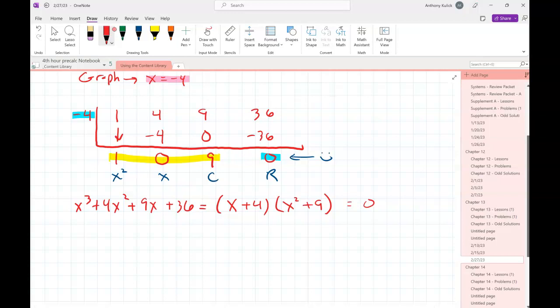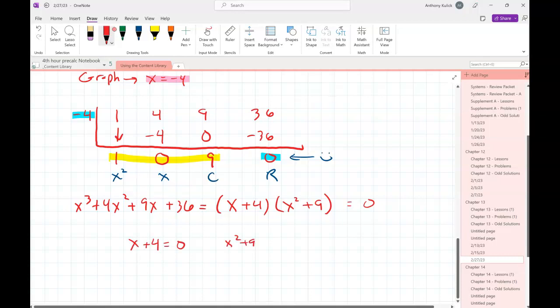Look at our two terms. X plus 4 is linear. Can I solve a linear term equal to 0? Definitely. X squared plus 9 is quadratic. Can I solve a quadratic equal to 0? Definitely. So I'm done with my synthetic division because I have two pieces that when I apply the 0 product property and set them each equal to 0, I can solve each one of these two independently.